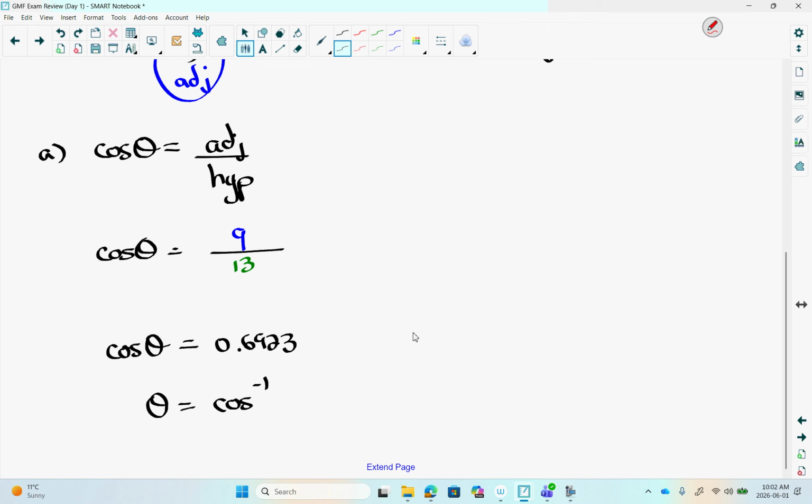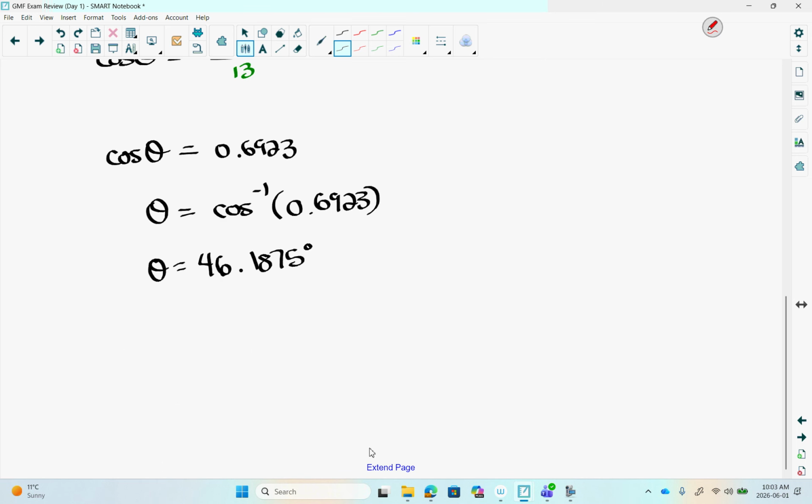What do we call that? The inverse cosine. So I'm going to do second function cosine and then 0.6923. If you have a backwards calculator, you have the 0.6923 in your calculator, just hit second function cosine. And I'm getting theta equal to 46.1875 degrees. Sometimes the textbook or the questions will say round to the nearest degree, so I'd call it 46 degrees, or round to the nearest tenth, 46.2 degrees.